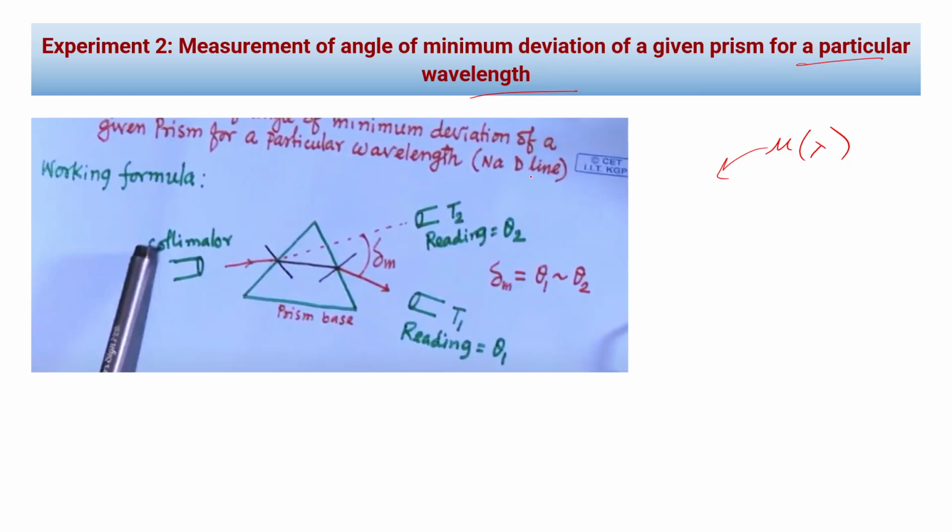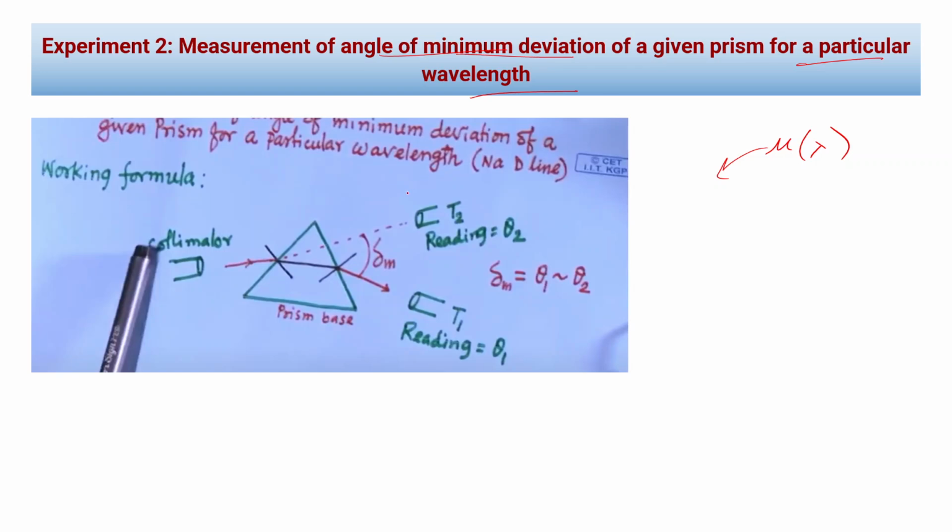Like in this particular demonstration, they had taken a sodium vapor lamp source, and we have the collimator, prism and telescope, the basic three components of a spectrometer. We will keep this prism in such a way that when we look from another side through the telescope, as I said, we are looking for the angle of minimum deviation.